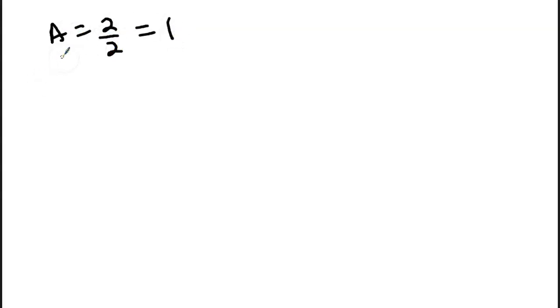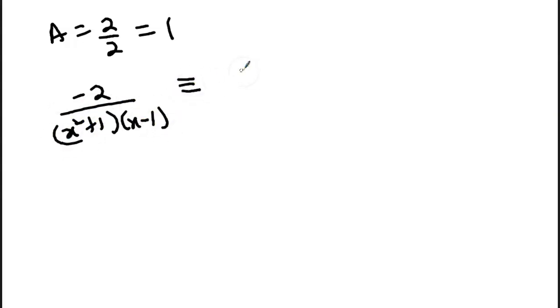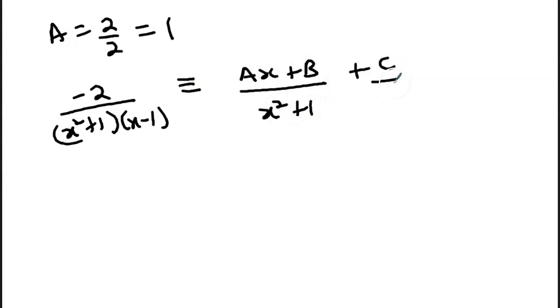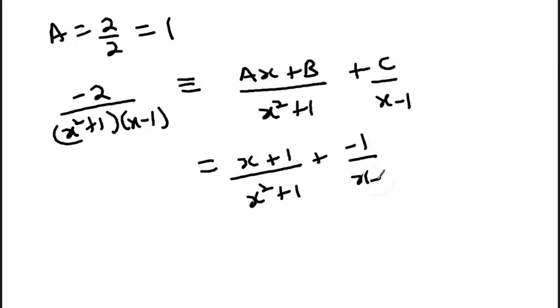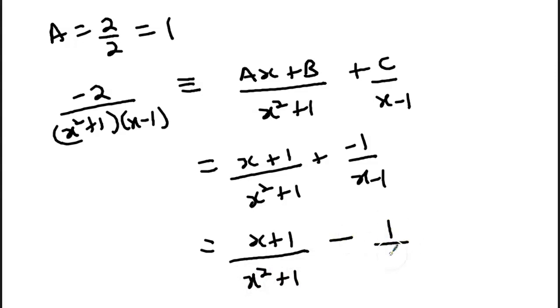Okay, so knowing the values of a, b, and c, we can put them back. We said that minus 2 over x squared plus 1, x minus 1 is equivalent to ax plus b over x squared plus 1 plus c over x minus 1. So let's substitute. a is 1, so x. b is 1, so plus 1 over x squared plus 1, plus minus 1 over x minus 1. So we have x plus 1 over x squared plus 1 minus 1 over x minus 1.